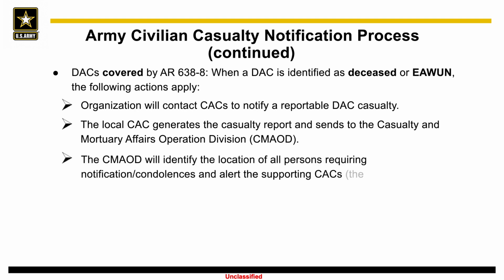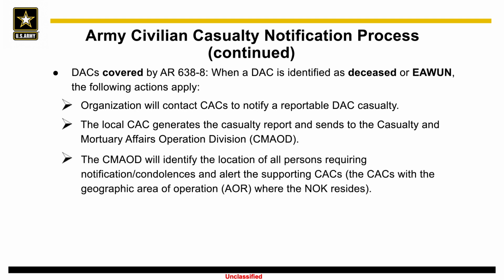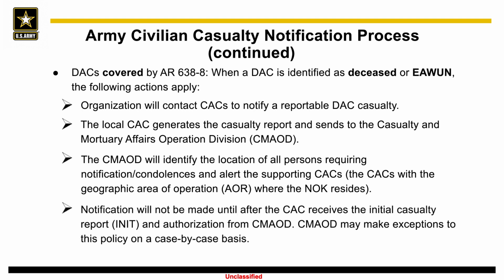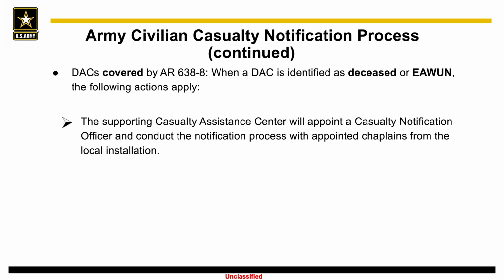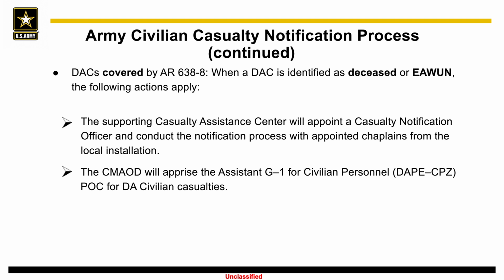The CMAOD identifies the location of next of kin and alerts the Casualty Assistance Centers with the geographic areas of responsibility where the next of kin reside. After the Casualty Assistance Center receives the initial casualty report and authorization from the CMAOD, notification will be provided to the next of kin. The supporting Casualty Assistance Center will appoint a Casualty Notification Officer and conduct the notification with appointed chaplains from the local installation. The CMAOD will also apprise the Assistant G1 for civilian personnel for DA civilian casualties.